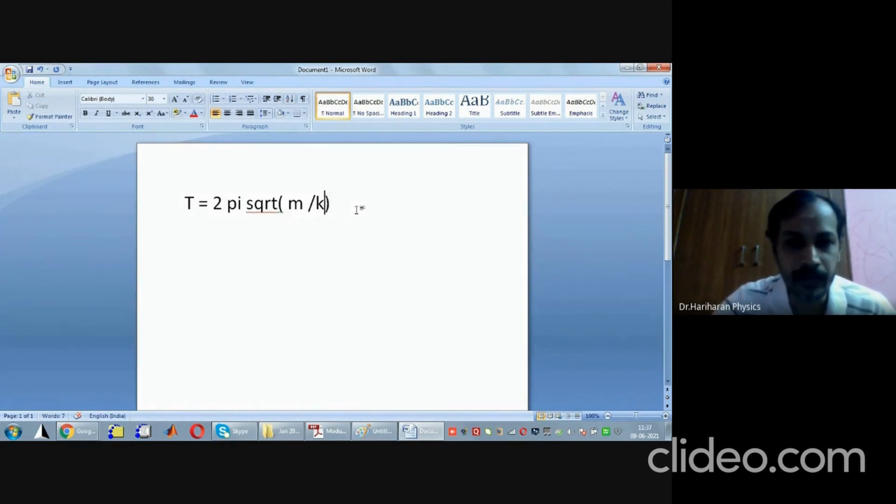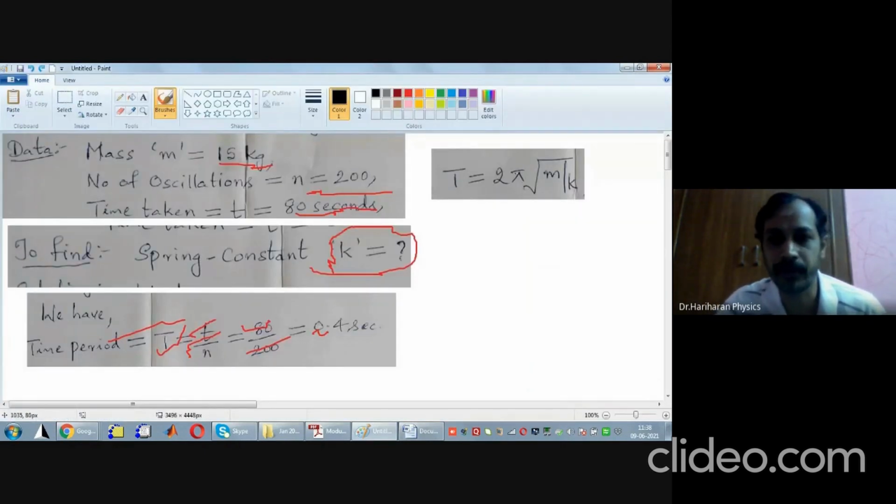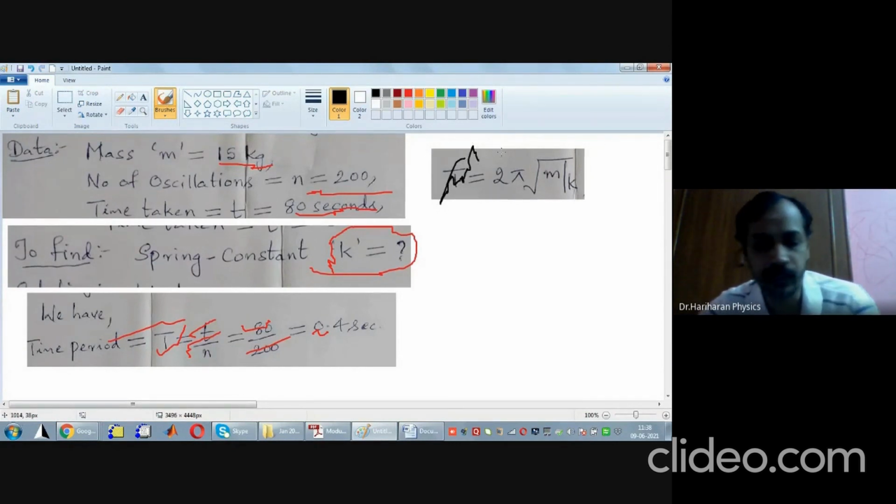But what you are supposed to find is k. Right? You're supposed to find k. Therefore, don't put the value of T directly here, or don't put the value of m directly here. First, express this k in terms of known quantity. For that, what I have to do is square on both sides. If you square both sides, what you will get?